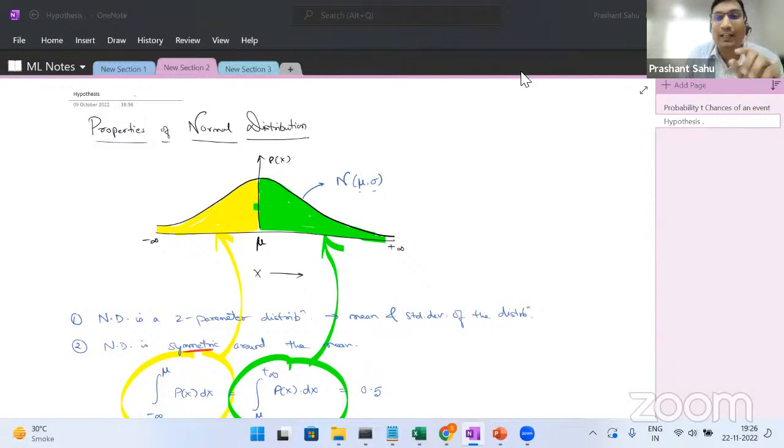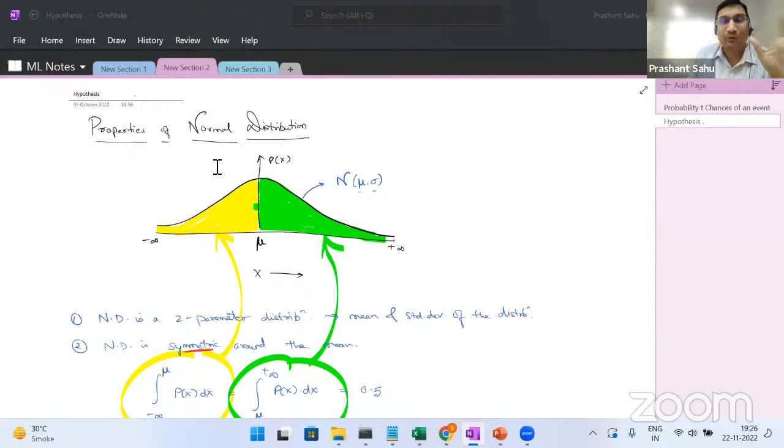So I did not get time to make PPTs. I mean, I'm not a PPT guy, as I just told you. So these are my handwriting. I hope this is legible. Okay, good.